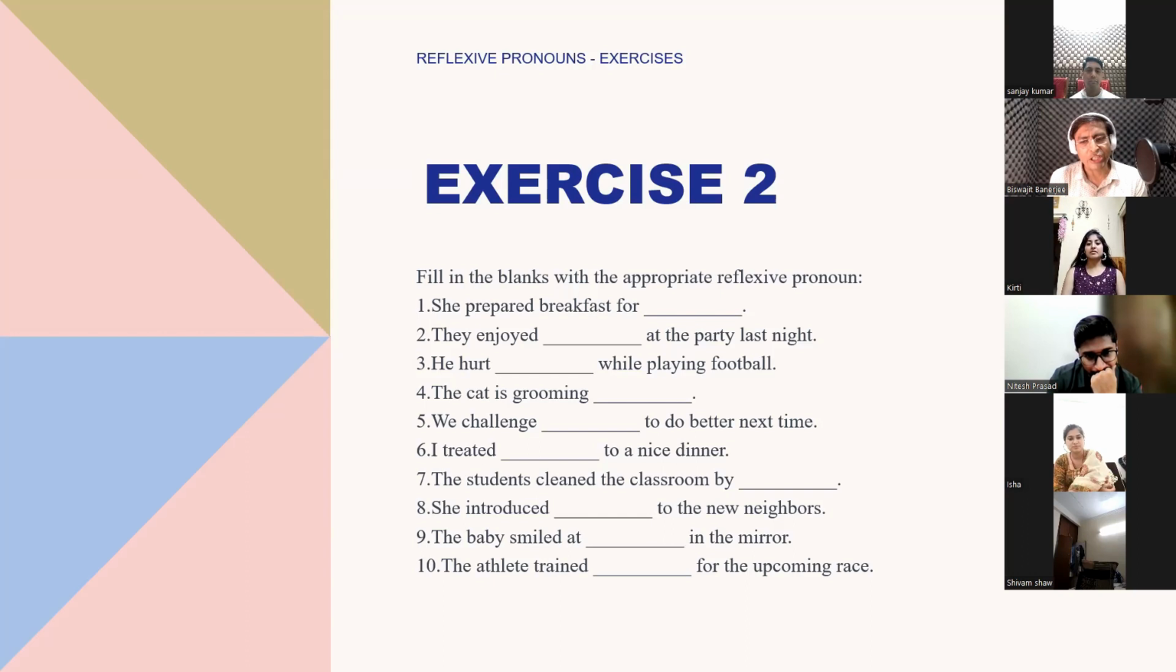Hemanta. She introduced dash to the new neighbors. She introduced herself to the new neighbors. Absolutely correct. Well done. Seema. The baby smiled at dash in the mirror. Tricky one. Tricky one. The baby smiled at dash in the mirror. Just a minute, sir. Just a minute. No problem. Take your time. Sir, which one is the question number 9? The baby smiled at dash in the mirror. The baby smiling at.